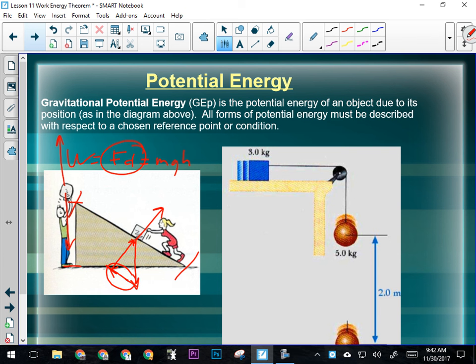The whole purpose of the ramp, or the inclined plane, is not to do less work, because that's impossible. It's to make work easier. I can do the same amount of work using less force. That's the whole idea behind simple machines, to do the same amount of work using less force.